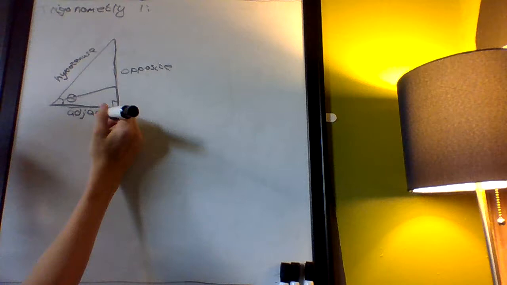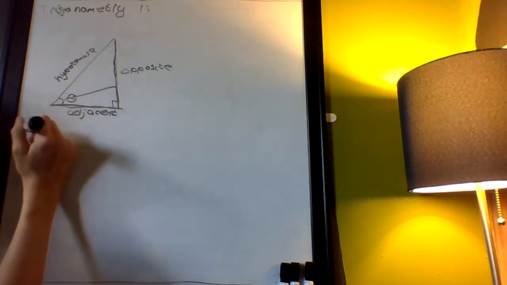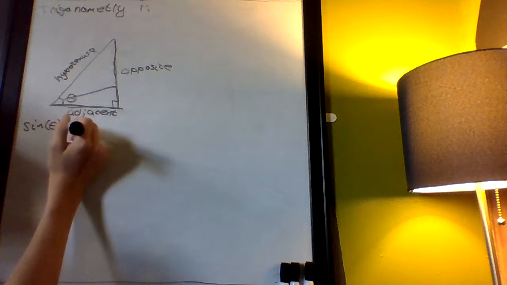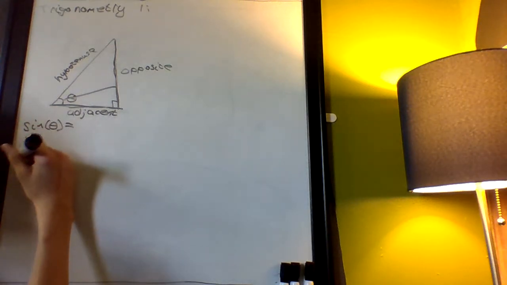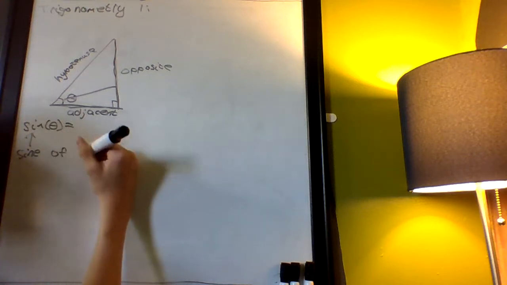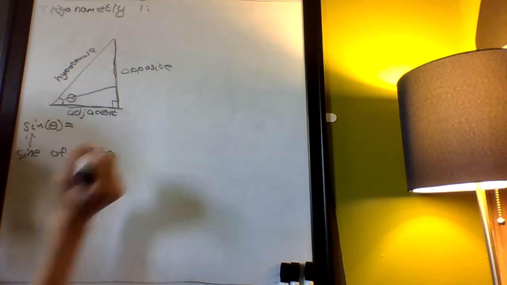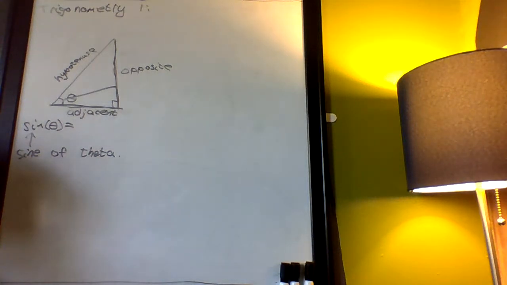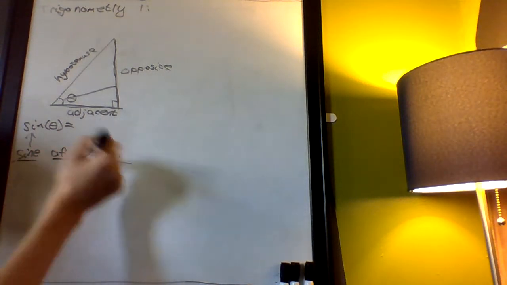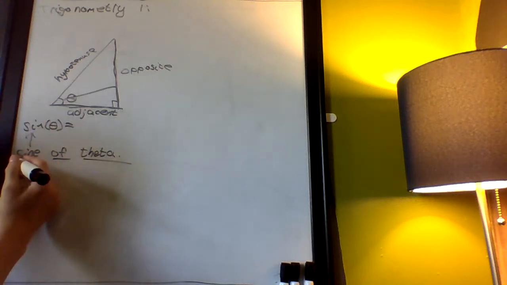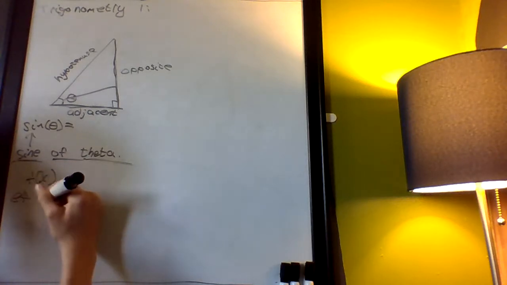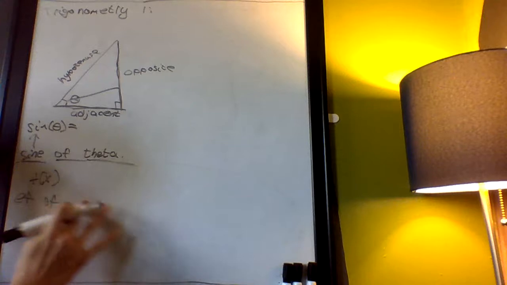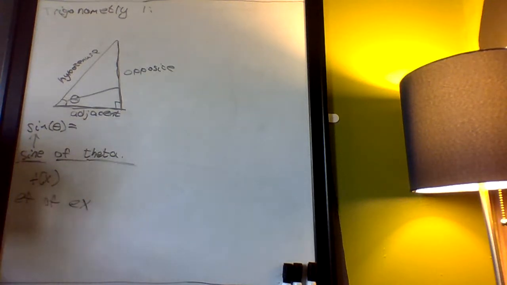So what would this be? Well, this is called the sine. The sine of theta. This is how you'd write it out, and this is how you say it: sine of theta. It's not sine times theta. It's sine of theta. It's a function like f of x.